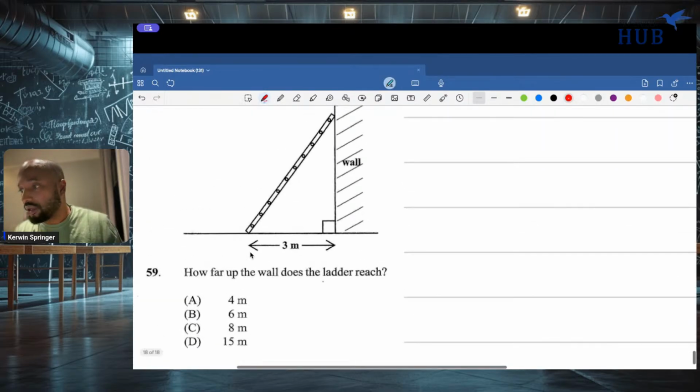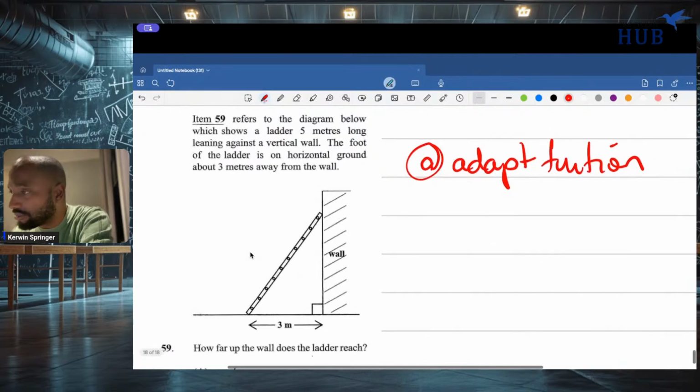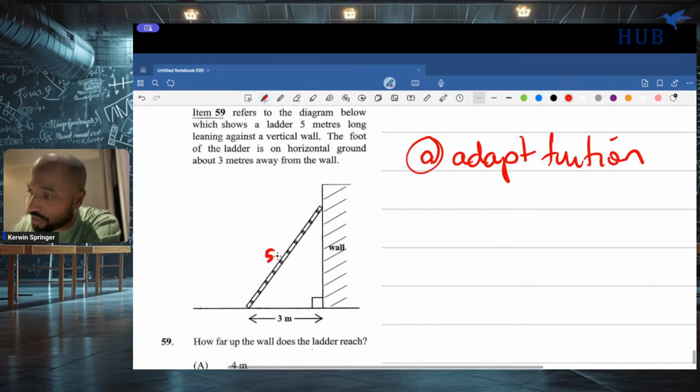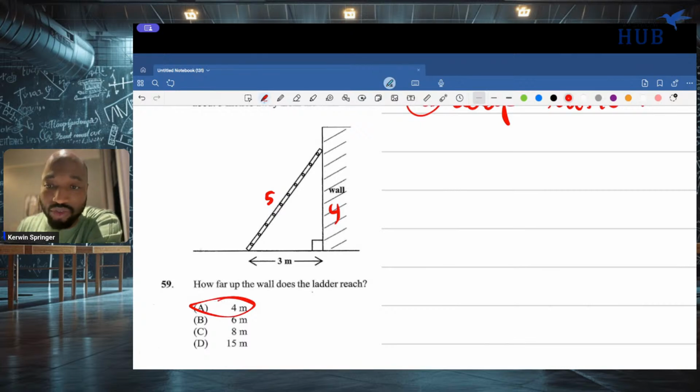Good quality. How far up the wall does the ladder reach? How many, 3, 5, or 4? So this is the common 3, 4, 5 question. Just imagine 3, 4, 5 one time.